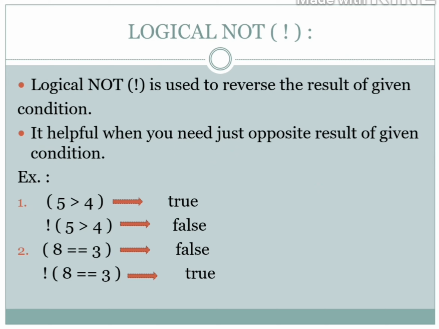If I am writing 8 equals 3, we know both are not equal. That's why we are getting the answer false. But when we use it with logical NOT, logical NOT provides us the just opposite answer of a given condition.